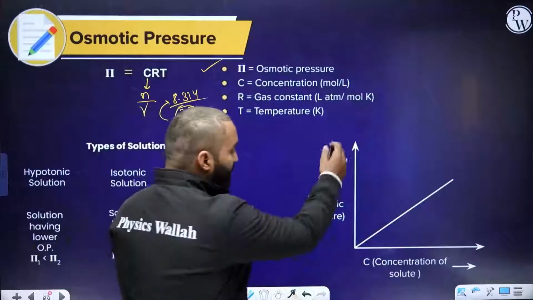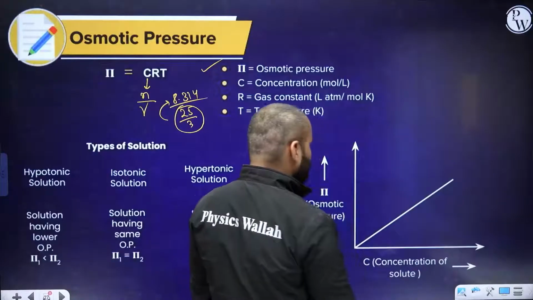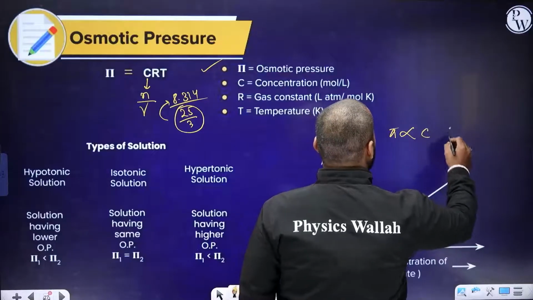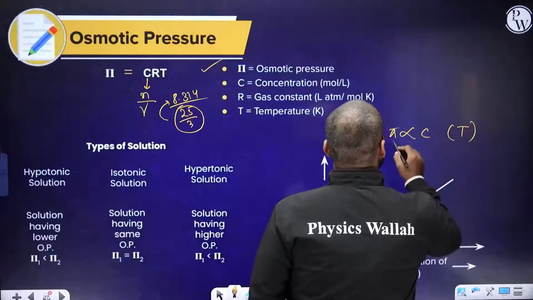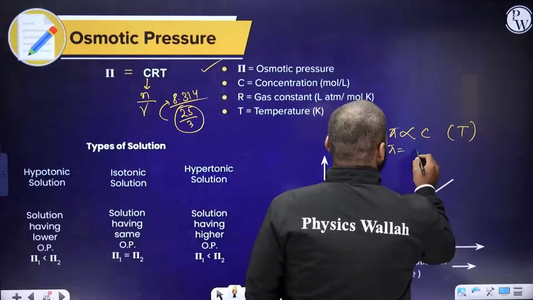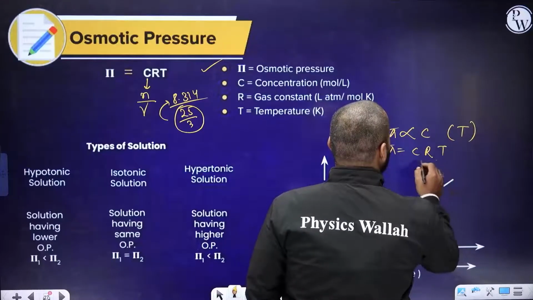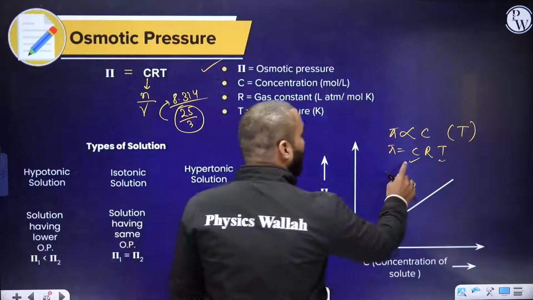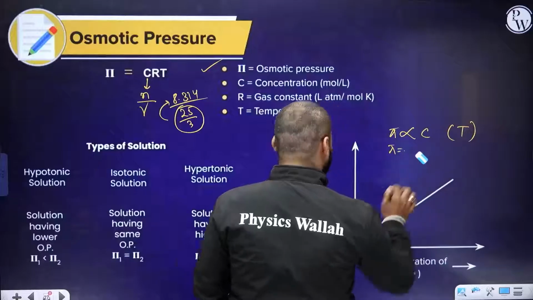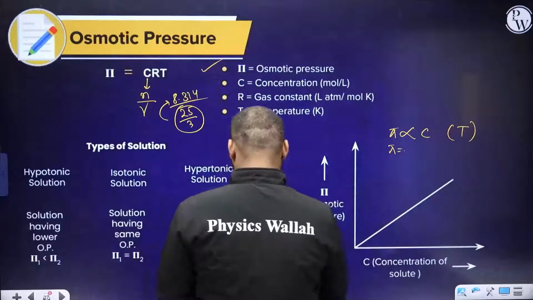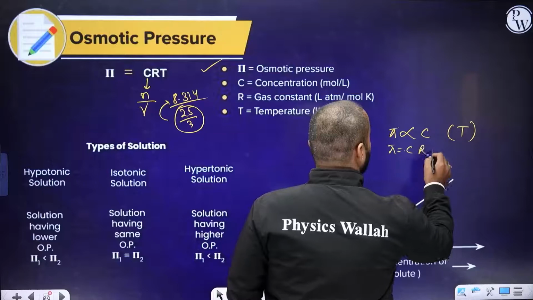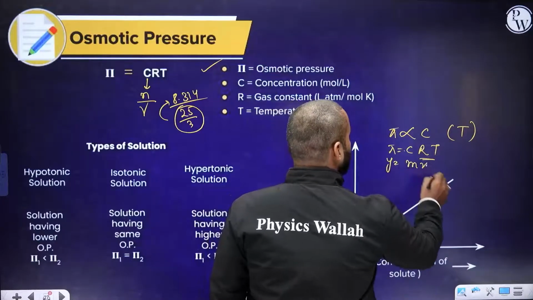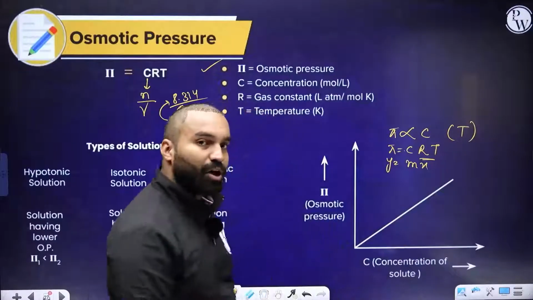This will be the graph of pi and the concentration, because pi is directly proportional to the concentration at one fixed temperature, when pi is equal to C into RT. R and T are constant. These two are constant quantities, so y equals m into x, which can be plotted as a straight line passing through the origin. Understood, everybody?